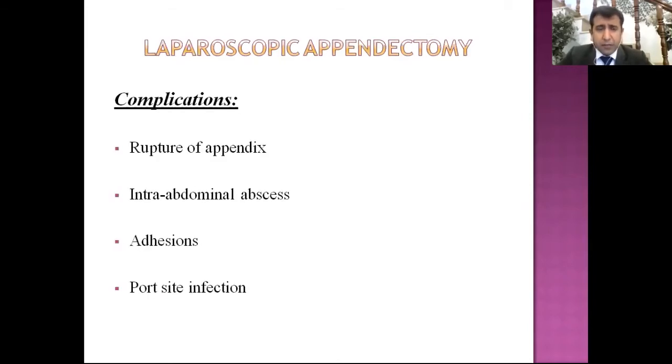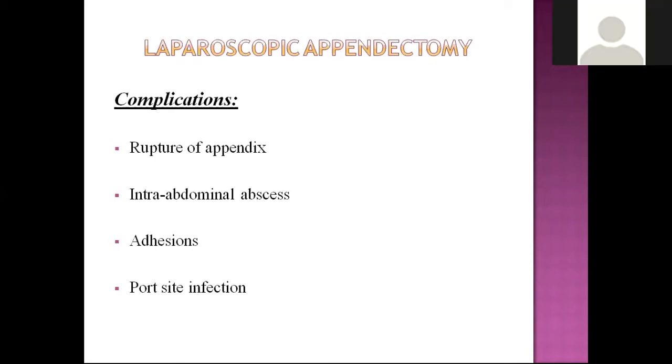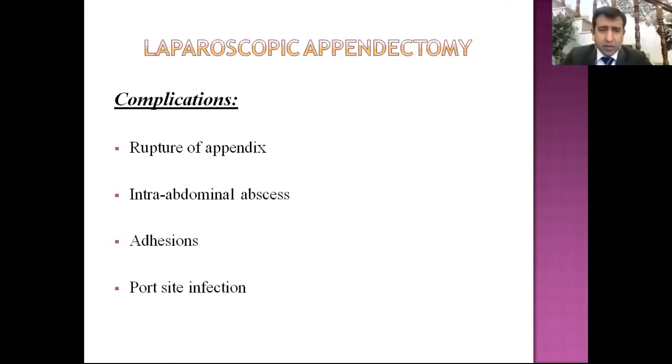Complications include rupture of the appendix during the procedure while handling. If you are not gentle or your grasper is not intact, you may rupture it. That may cause local infection and abdominal abscess. Adhesion is a complication of surgery, but its percentage is less as compared to open. Port site infection is a preventable infection if you use a bag for removal of the appendix through the trocar carefully, not touching the port site.